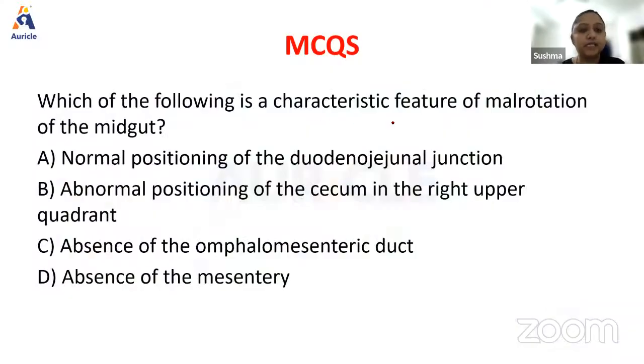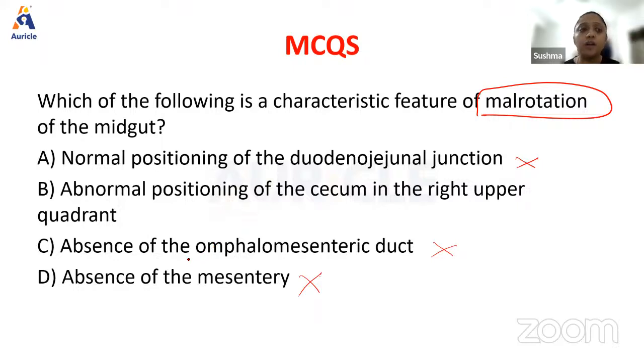Which of the following is a characteristic feature of malrotation of the midgut? Normal positioning of the duodenojejunal junction. Is it? Of course not. We are asking which of the following is a feature of malrotation, not the normal rotation. Due to malrotation, what happens? Absence of omphalomesenteric duct? No. Absence of mesentery? Of course not. Mesentery will be present. What has it got to do with malrotation of midgut?